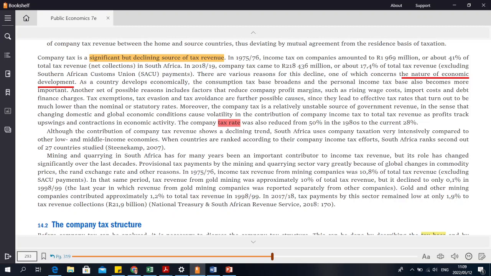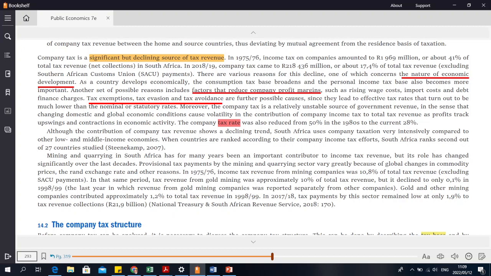So, nature of economic development is such that as a country develops, the importance of consumption taxes and PIT becomes more important than corporate income tax. That's one reason. The second is that there could be factors that affect the profit margins of companies, which could have become smaller. I mean, you know that wages have been rising above inflation, so wages have really made it difficult for companies to keep their profits up, plus other costs and so on.